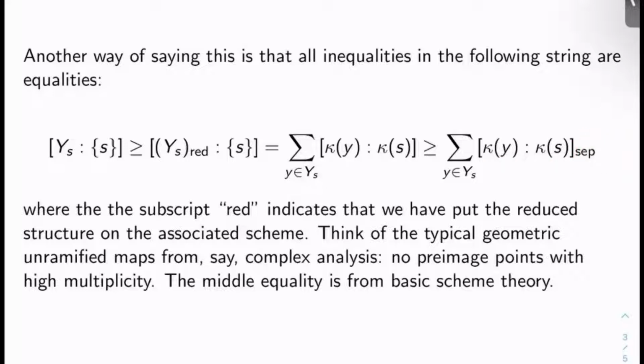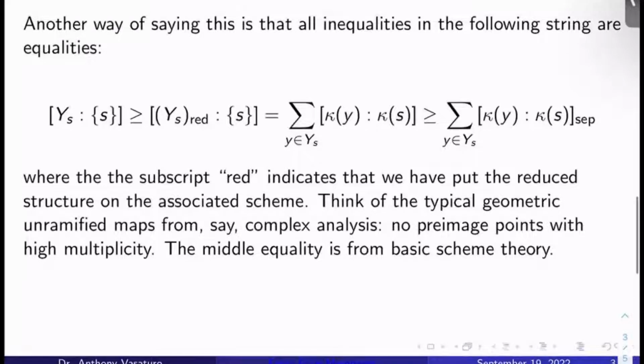Okay, and so what you should really be thinking about here is the typical geometric unramified maps from complex analysis, complex geometry, what have you. You're looking for no pre-image points with higher multiplicity, essentially. I mean, there are some pathologies because this is scheme theory, but by and large, that intuition will get you far. All right, so we're looking locally for maps that are like, let's put this in quotes, n to 1, and the n there should be like the degree of the map in quotes, and all the pre-image points should be distinct, right?